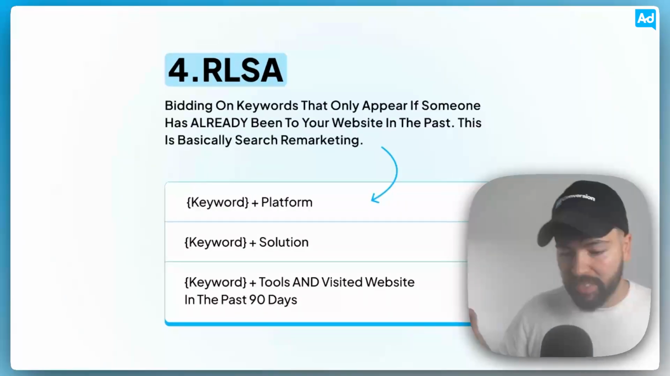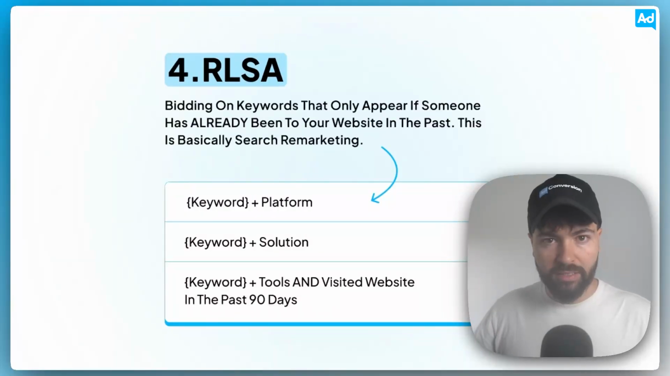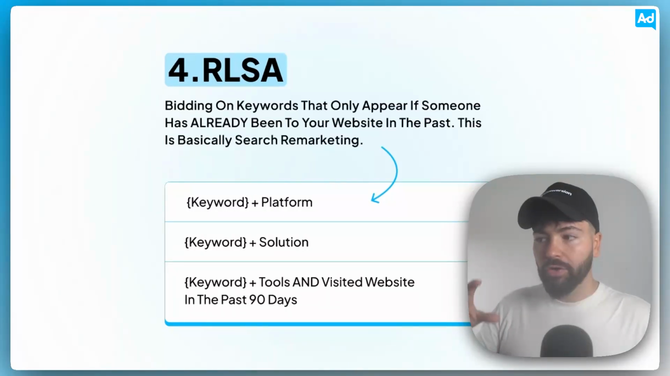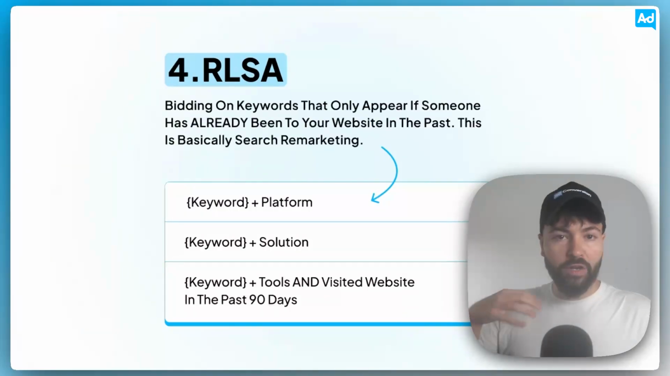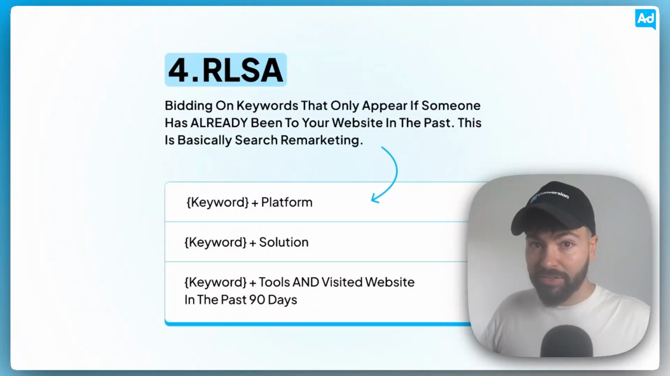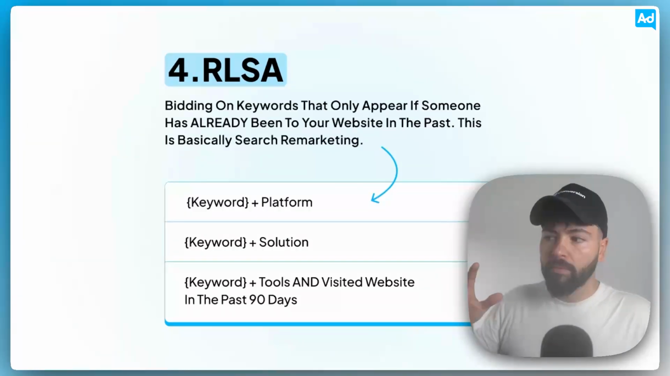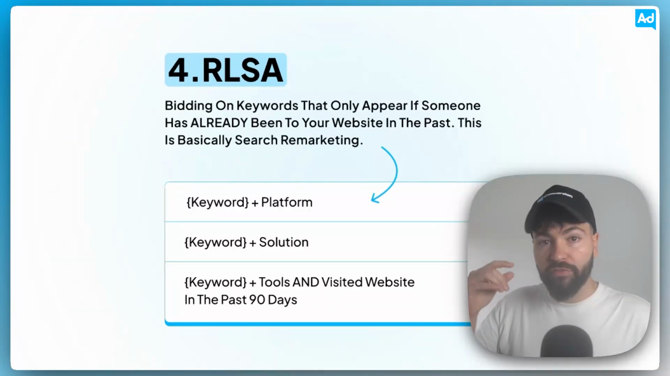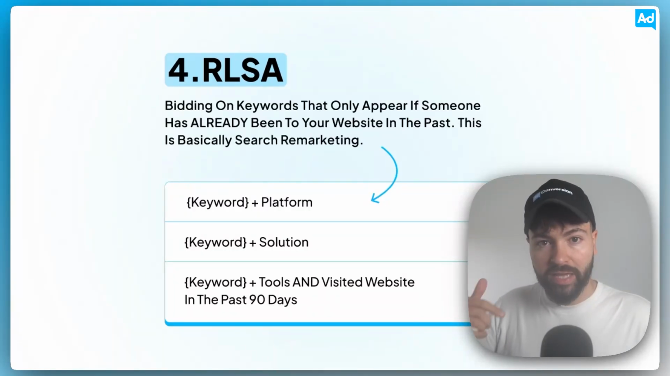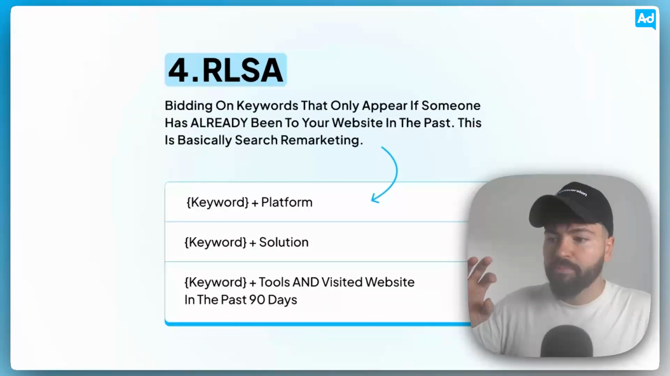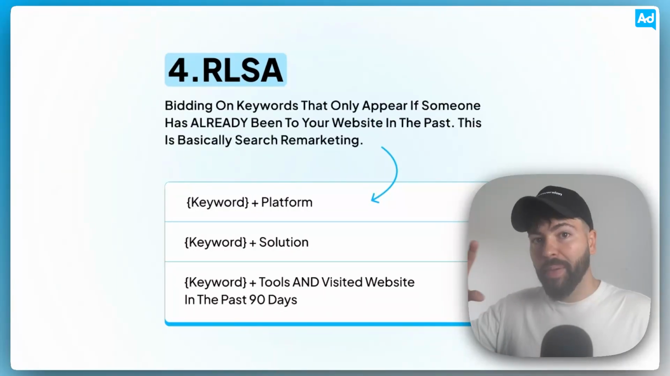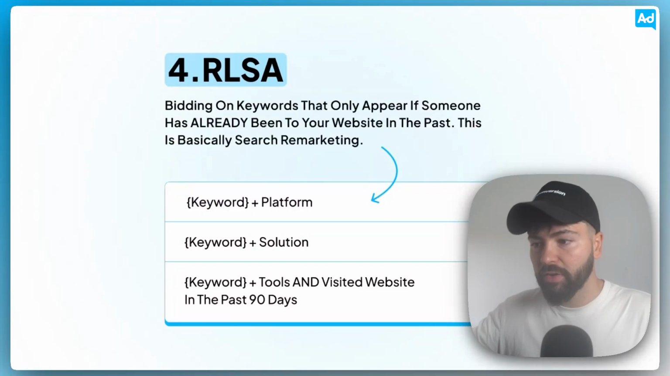So for example, let's pretend you play in the CRM space. If you play in the CRM space, it's really expensive. If you're bidding on the keyword CRM platform or CRM solution or CRM tools, it can cost like $80 a click, $90 a click. It's pretty ridiculous. So instead of just paying for the first touch of that prospect or user, meaning they're searching CRM platform and they've never been to your website, so it's their first touch with you that we know of.